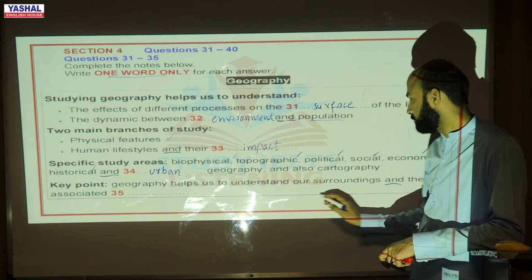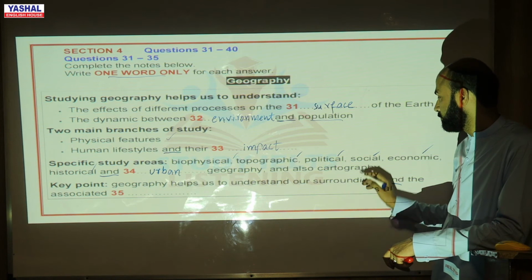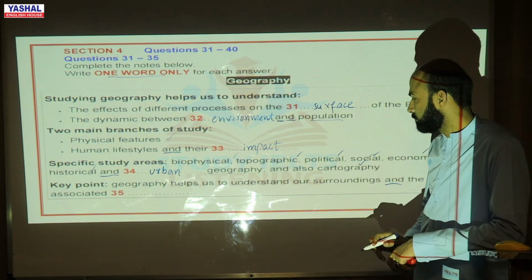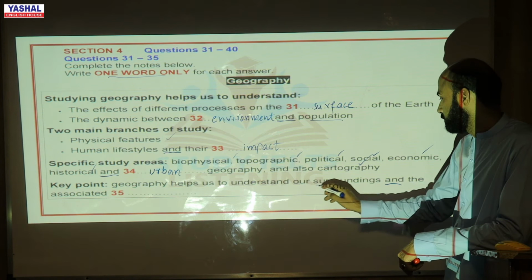And lastly, we have cartography. That's the art and science of map making. You'll be doing a lot of that.